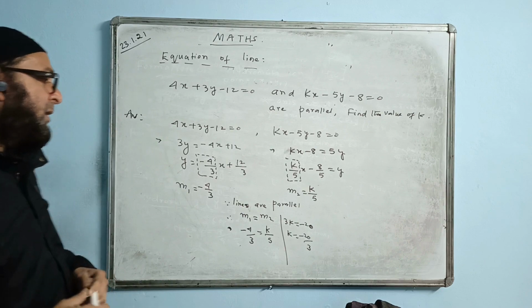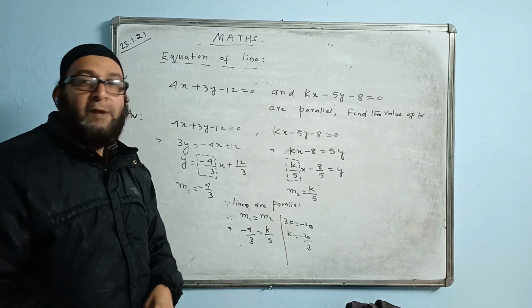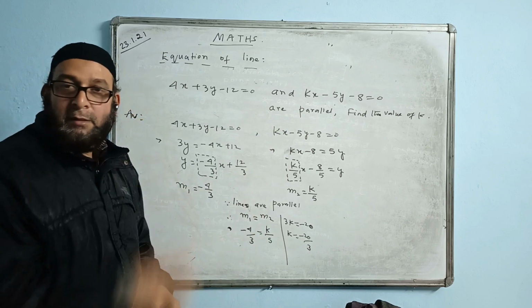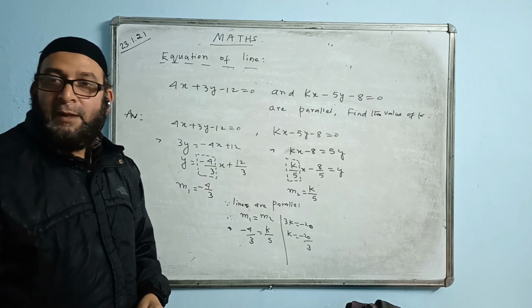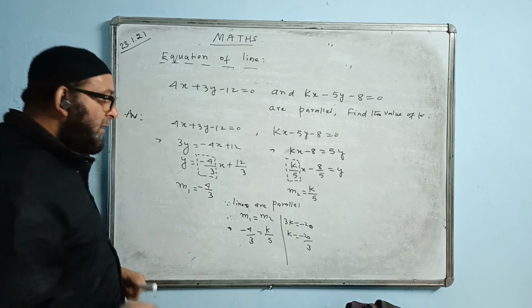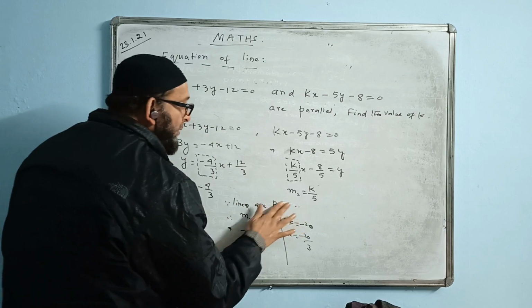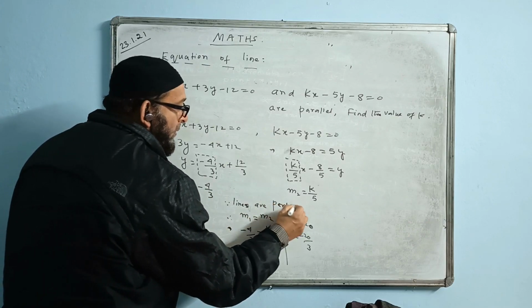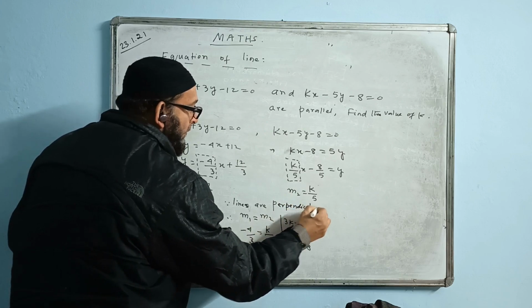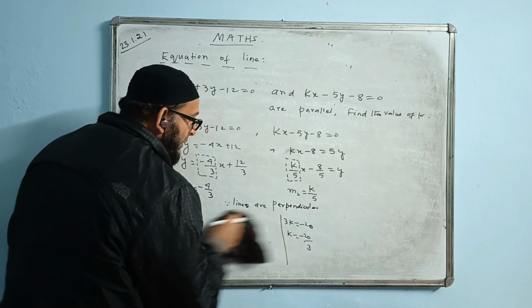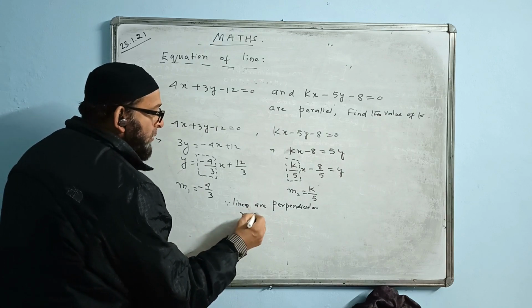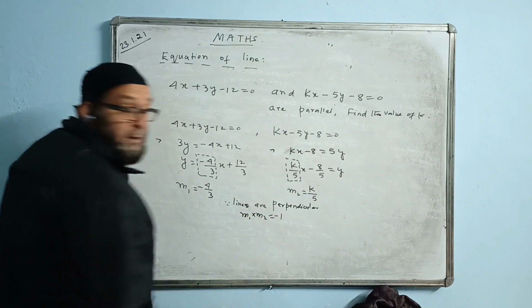They may even say that these two lines are perpendicular, find the value of k. Then I will do m1 and m2 in the same manner. After that, I will change this. I write here that these lines are perpendicular, instead of writing parallel. Therefore, what is the condition for perpendicular lines? m1 into m2 must be equal to -1.